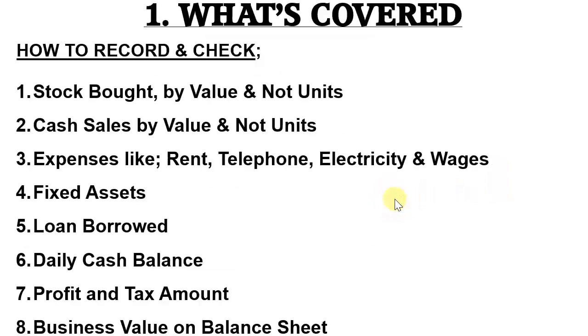What is covered is as follows. We look at the recording and check the following. Stock bought recorded by value and not units. Cash sales recorded by value and not units. Overhead expenses like rent, telephone, electricity, and wages. The recording of fixed assets.